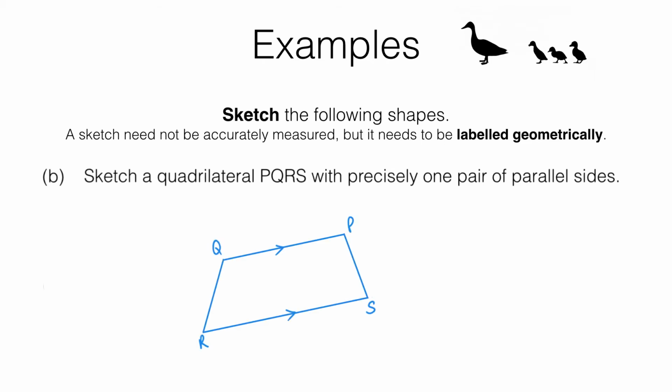Here's one possible answer. I've got a quadrilateral, a four-sided shape. I've labelled its vertices P, Q, R and S in that order, so we would call the quadrilateral PQRS. And I've indicated precisely one pair of parallel sides using these arrow marks on these two sides. I have not indicated that this other pair of sides are parallel to each other. You'll notice there are no arrow markings on these two sides. So what I've got here is a trapezium. Let's move on to the final question.